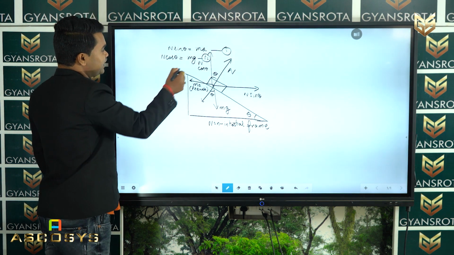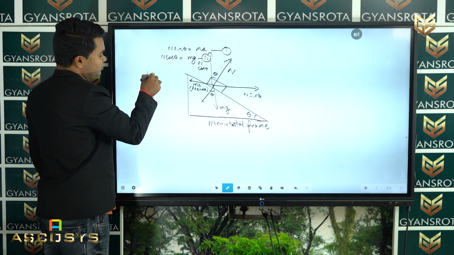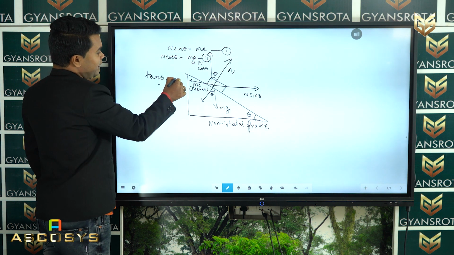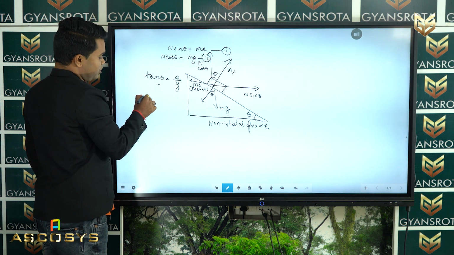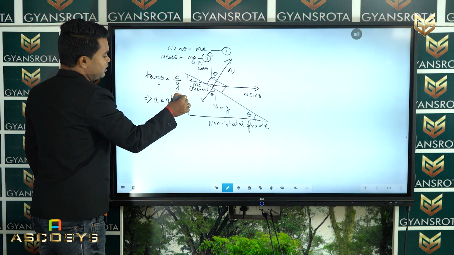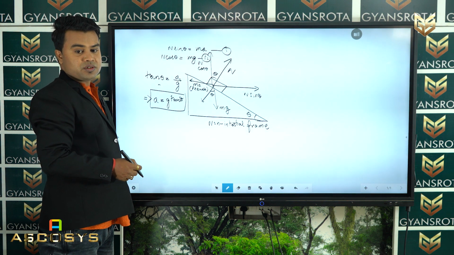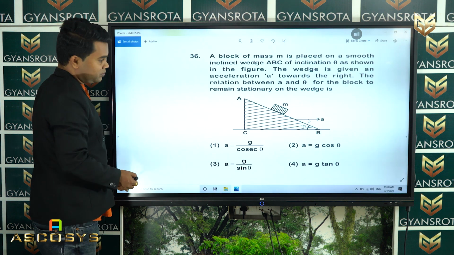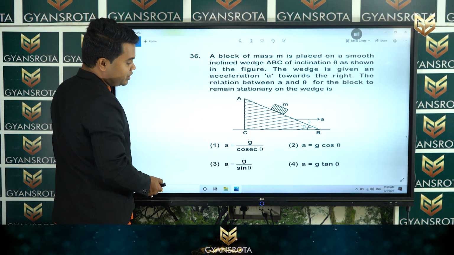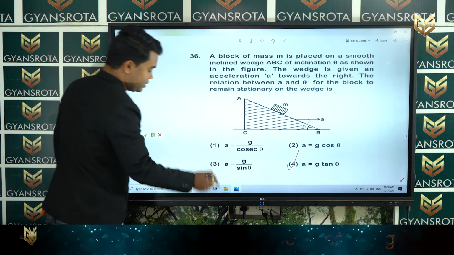So if I take the ratio of 1 and 2, you will get tan theta equal to a by g. So your a is coming out to be g tan theta. This is the acceleration value we got. So you see in the options which one will be the correct answer. If you see option number 4, a equals g tan theta. So option number 4, I can click on it. This is the correct answer.